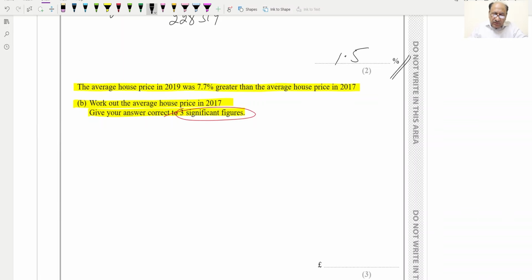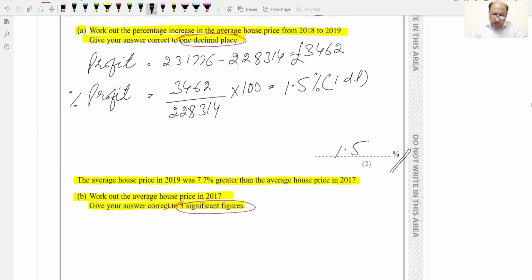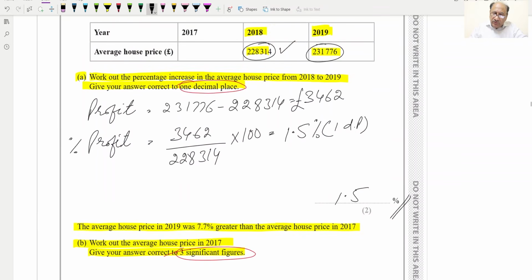Now this is the reverse percentage question. We have the price in 2019, which is this one. So we will be calculating reverse percentage. The original price we need to calculate.